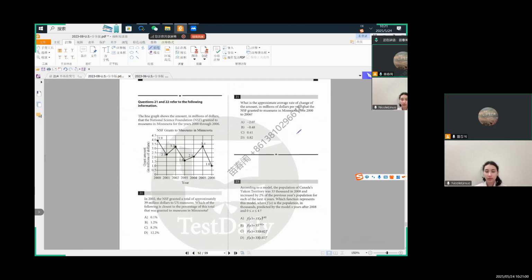What is the appropriate average rate of the change of the month in millions of dollars per year that NSF rented to museums in Minnesota from 2000 to 2006?